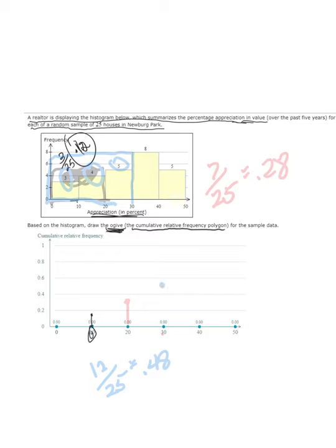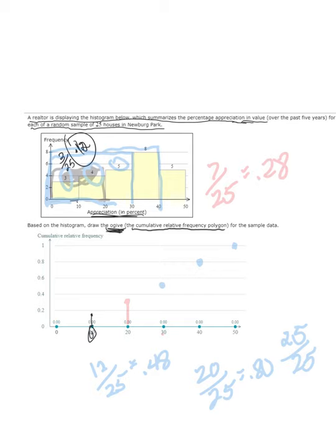All right, and then I'm going to do 40. So I'm going to add all of these up. That is going to be 20 out of 25, which is 80%. So the next one, this is going up to 0.80, so that's that dot right there. And then last, and the last one's always going to be at 1, because you're going to have 100% of your data. So I'm going to have 25 out of 25 that are 50 or less.